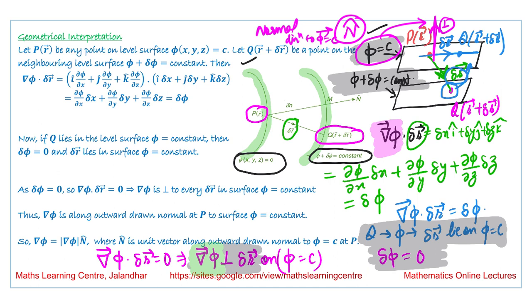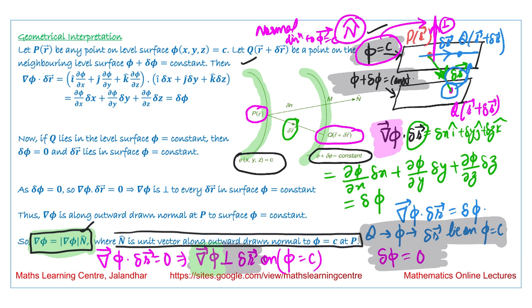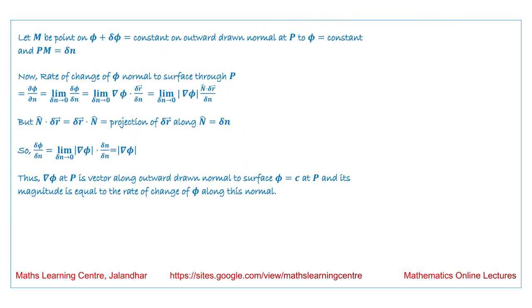What we obtain from this is that the gradient of phi is equal to magnitude of gradient of phi into n cap, where n cap is the unit normal drawn outward to phi is equal to c at the point P. So we have obtained that the direction of the gradient is normal to the surface. Next thing we are going to discuss is the magnitude of this gradient.